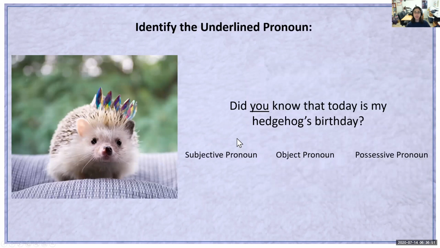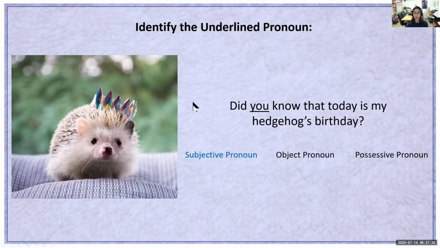All right, and moving on. Identify the underlined pronoun for this one. Did you know that today is my hedgehog's birthday? So for this pronoun you, is it a subjective pronoun, an object pronoun, or a possessive pronoun? If you said subjective pronoun, you are correct. You is the subject of the sentence. Did you know? So they're asking a person, in this case, you, a subjective pronoun.